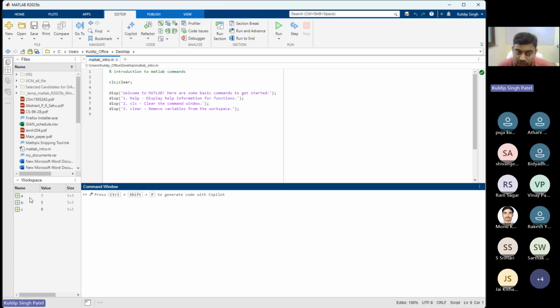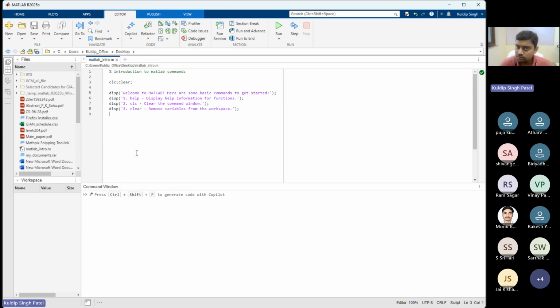But now you want to clear the workspace, whatever variables you have already stored, suppose they are not of your use. I mean, now you don't need this a, b, c. So what will you do? You simply type clear. Can you see? All the variables from the workspace are gone. Okay, so whenever we start a code, it is preferred to use these two commands. Why is it so? Now we understood that.